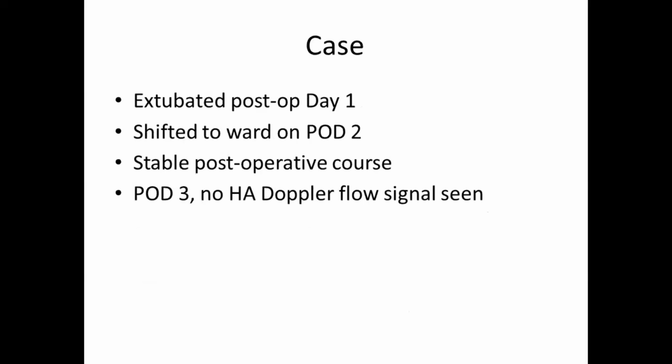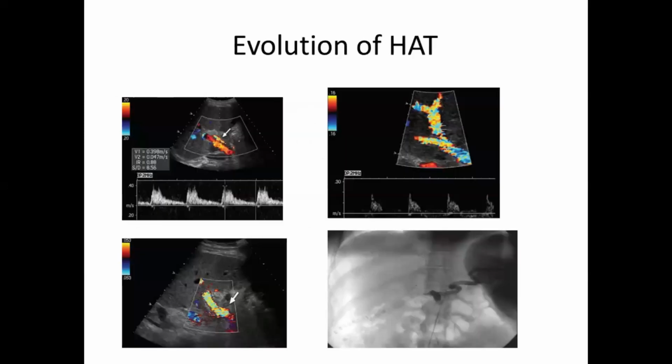He had a stable postoperative course, but on POD 3, the radiologist who begins the rounds for us on our unit showed that there was no hepatic artery Doppler flow signal. So briefly, this is what a Doppler should look like. And I think all of us, whether we are physicians, surgeons, or intensive care people, should know what a normal Doppler is like. So there is a sharp upstroke. The systolic acceleration time is less than 0.28 seconds. And then you get a very good diastolic flow. And this is what a normal trace looks like.